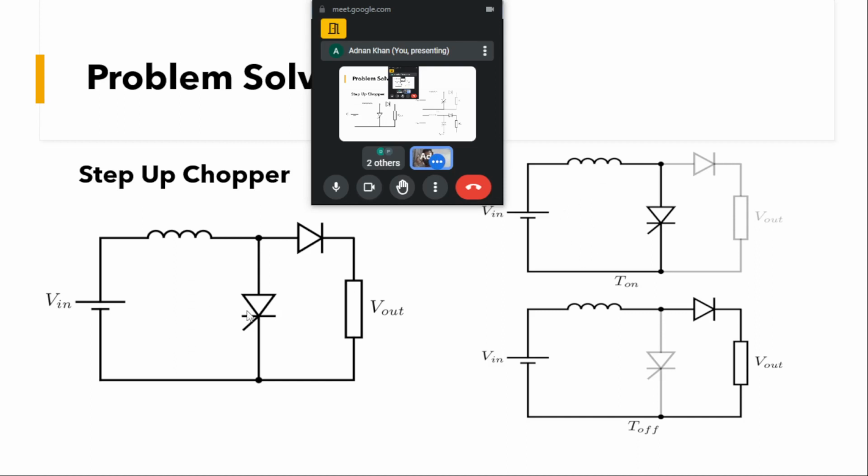Now in the other interval, when we switch off this device, because the inductor current cannot be broken, it has to continuously conduct. That will forward bias this diode, and during the T off time, this will be the circuit. So for the T on time, this is the circuit, and for the T off time we have this circuit.